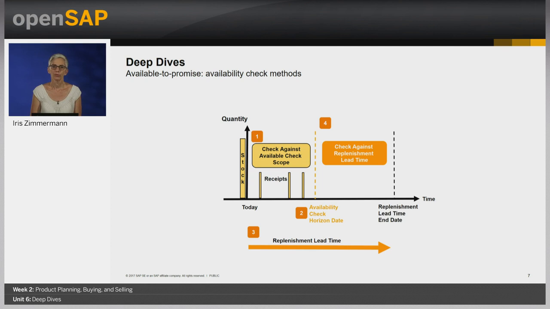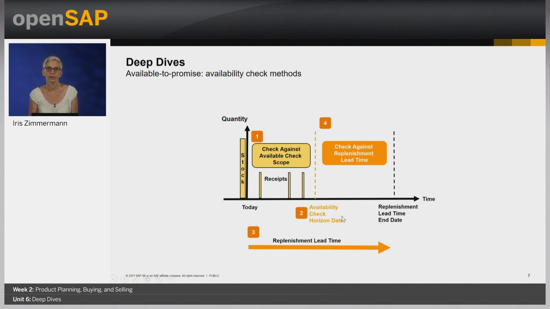Using a check scope including receipts implies that those receipts are properly planned. This is normally only valid for a certain horizon. SAP Business ByDesign therefore offers check methods where the check horizon can be specified together with the availability check scope. The check scope and the corresponding horizon are indicated with 1 and 2 in the graphic. If the requested date is inside the check horizon and no quantity is available, the confirmation is pushed out to the check horizon date.